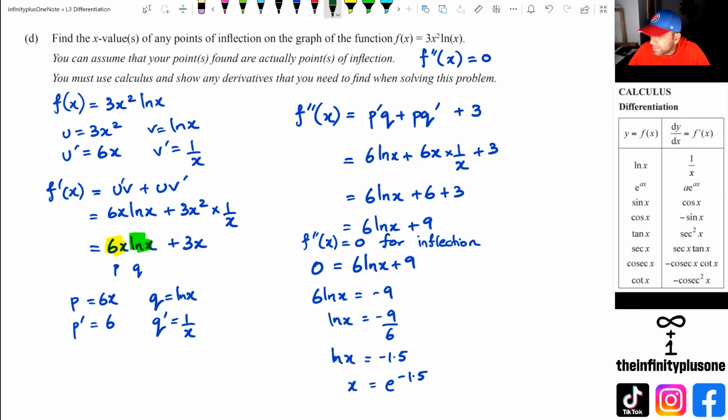So for grades, correct f dash of x is an achieved. Correct f dash of x equals an achieved. So that is going to be right here. And then for merit is the final part, which is finding e to the power of negative 1.5.